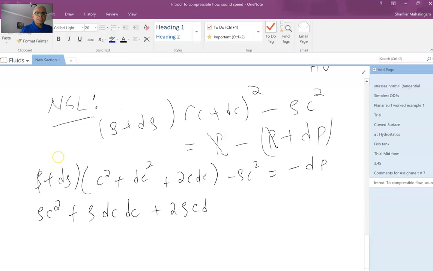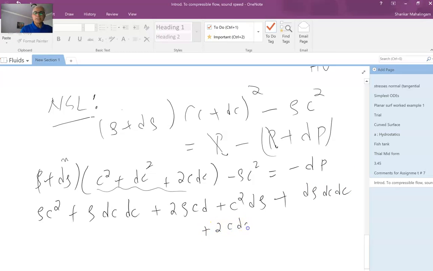All right, so then I have to take this d rho term and multiply each term over here by d rho, and I'm going to accumulate all of them. So the first one is going to be plus C squared d rho, plus d rho dC dC, plus 2C dC d rho, minus rho C squared equals negative dP, right?